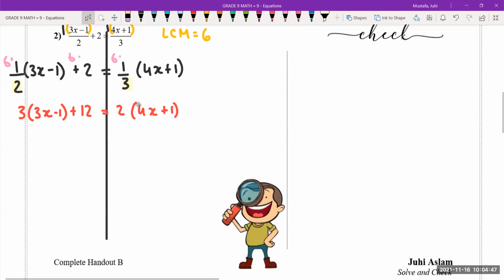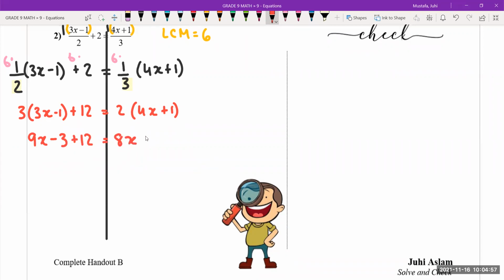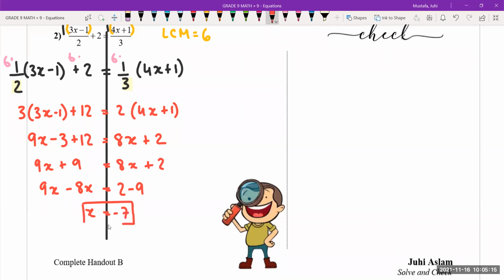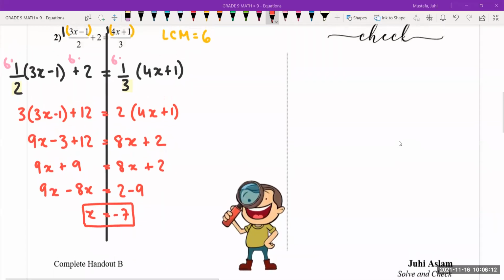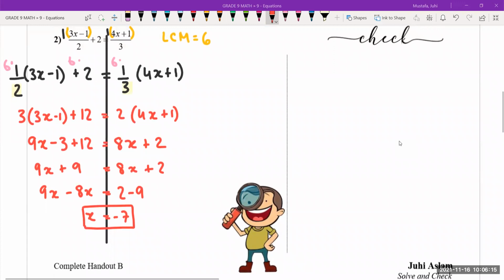And now this question is just like all the rest that we've been doing. So go ahead and try it yourself. I'll solve it here as well. Okay, so it seems like we've all confidently gotten x is equal to -7.